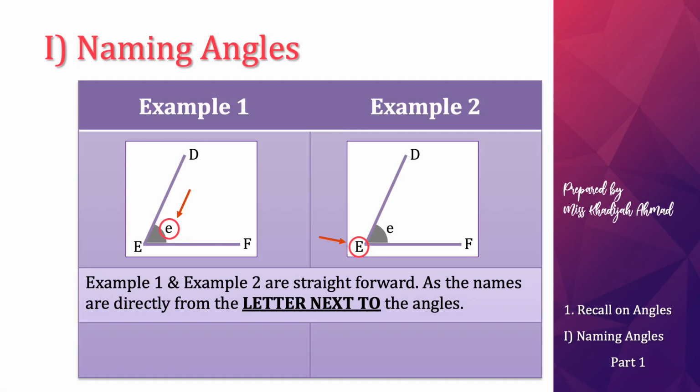Let us start with naming angles. There are various ways to name angles. Here are a few examples. In example 1, the small letter e is exactly next to the angle. Similarly, in example 2, the capital letter E is exactly next to the angle. Hence, the name of the angle can either be small e or capital letter E.